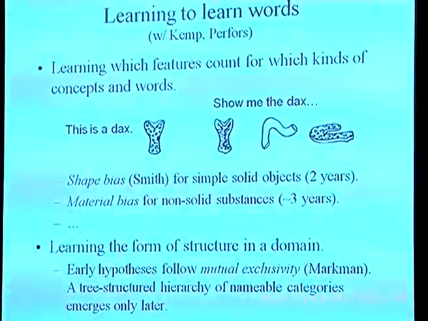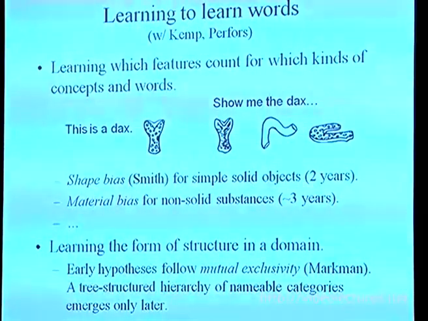And again, as I already referred to, early on, children in learning words don't have a hierarchical structure to categories, but what's called mutual exclusivity. They assume there's just one way to label each thing, like a flat partition into categories. And then only later, say by age 4 as opposed to age 2, they start to learn that you can have words like mammal or animal or living thing that refer to higher level categories.